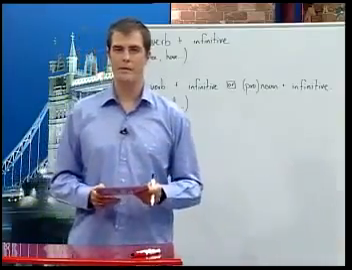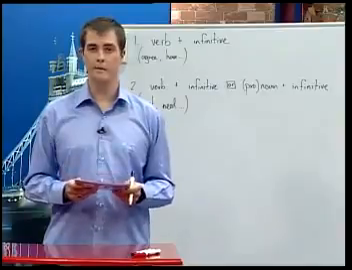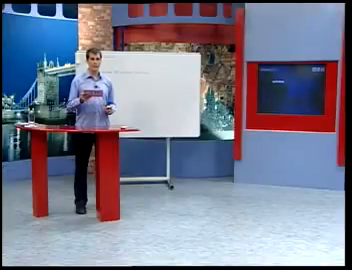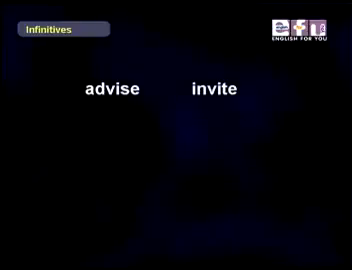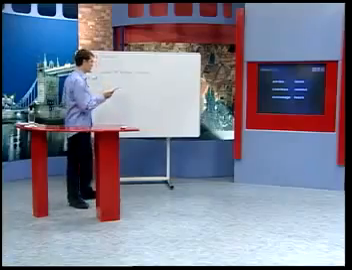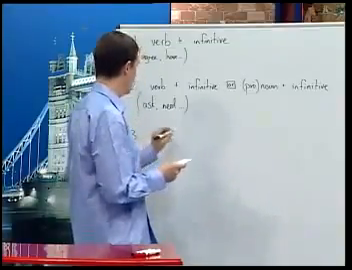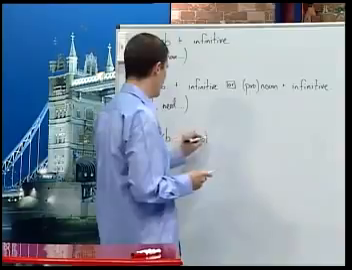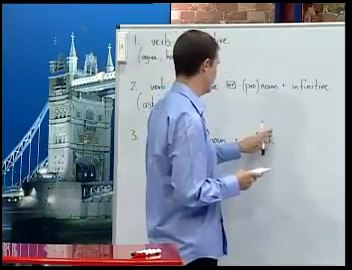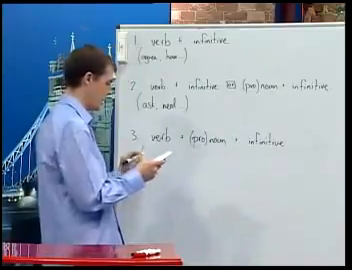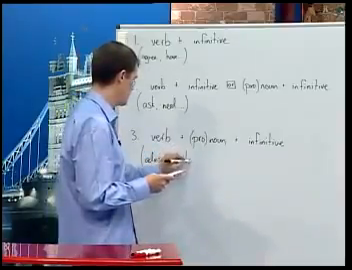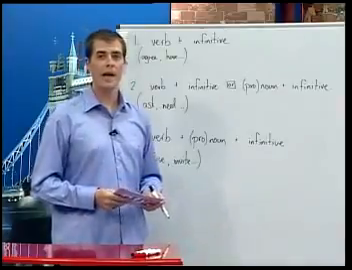Okay, we have a third example. Some verbs must be followed by a pronoun or a noun before an infinitive when they are in the active form. Some examples of these verbs are advise, invite, convince, remind, encourage, and teach. Let's put that form on the board. We have verb plus a pronoun or a noun plus the infinitive. Some examples of the verbs are advise, invite, and many others.